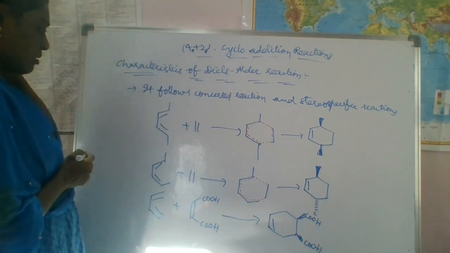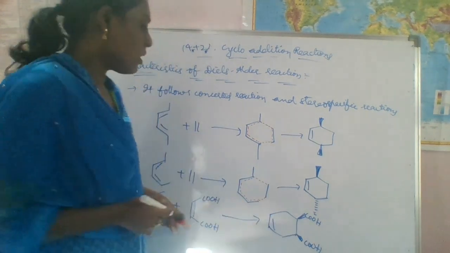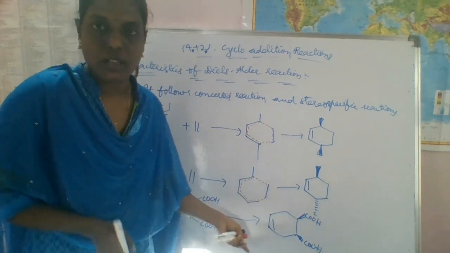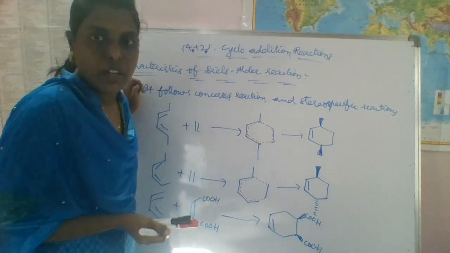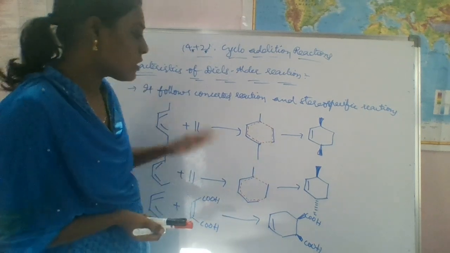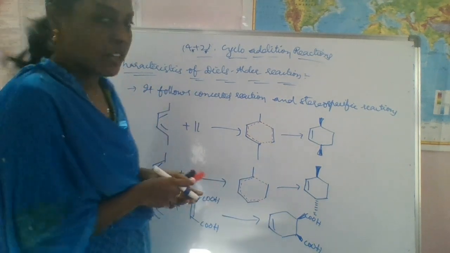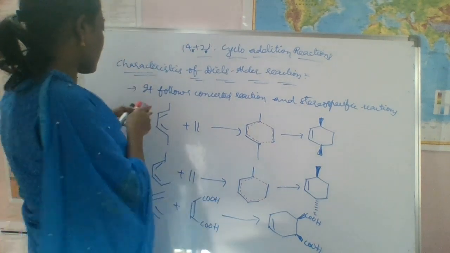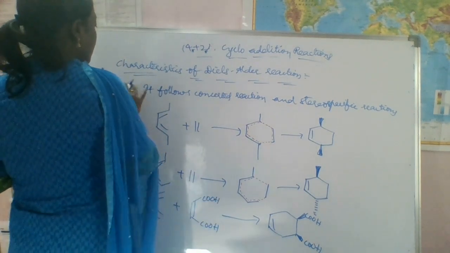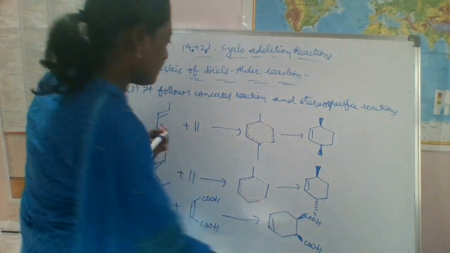Next you can write trans, it will give trans here. Otherwise it will give the cis, based on the reaction conditions, right? Okay. So these are some characteristics of the Diels-Alder reaction. This is the first one you have to write, and let's see the second one. Okay.